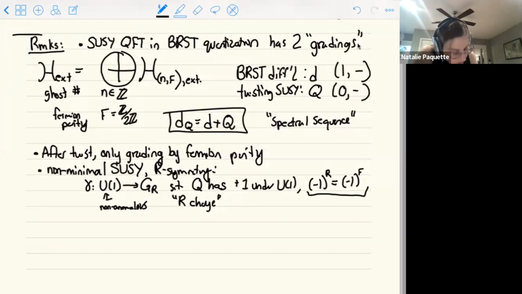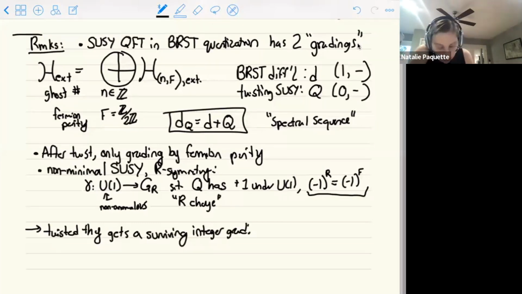And then the twisted theory gets a surviving integer grading, which is often called the cohomological grading.